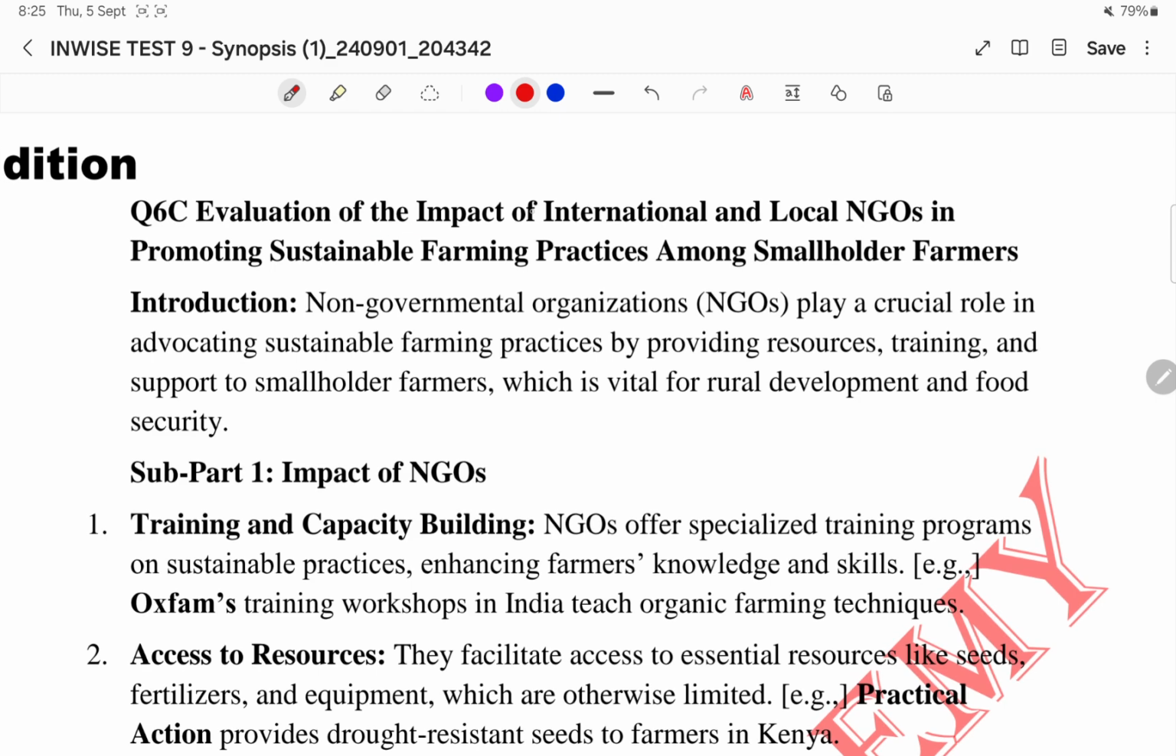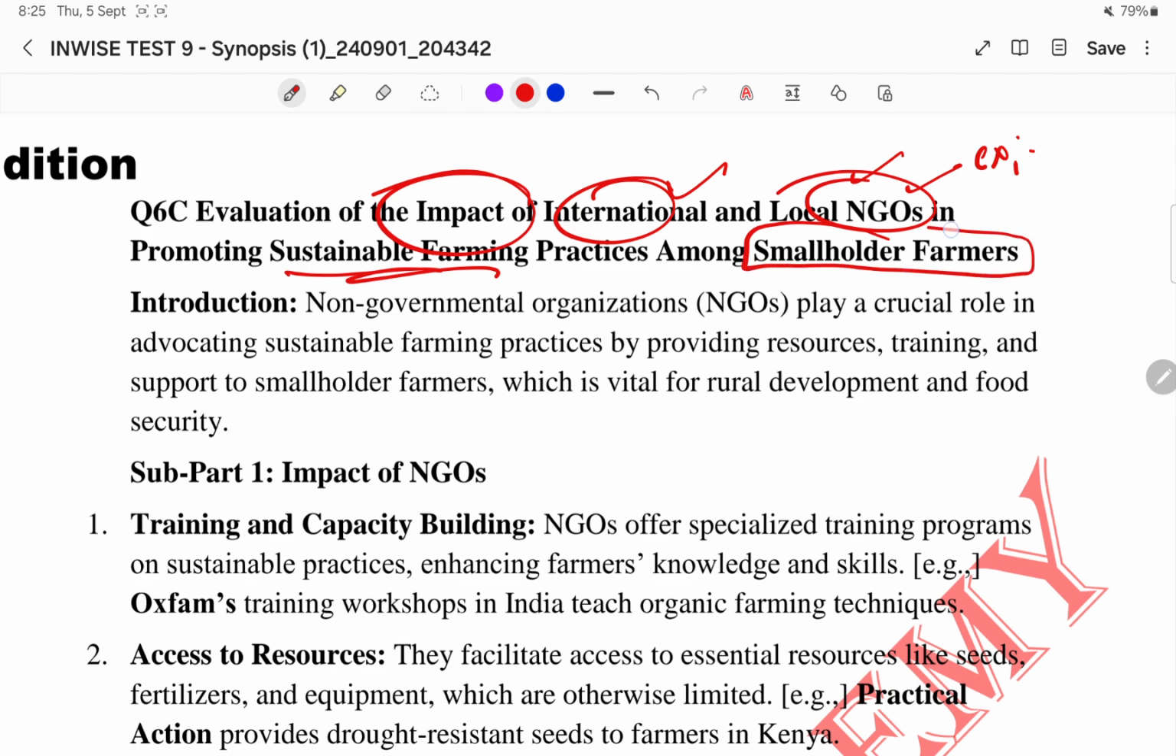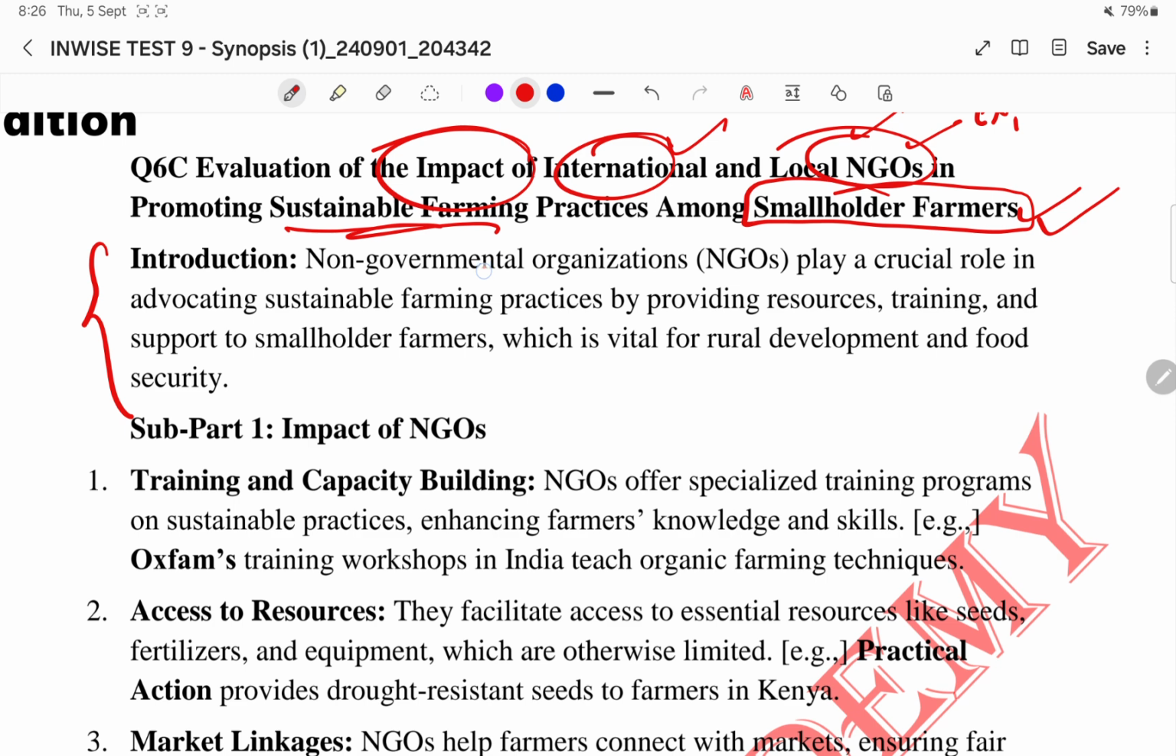So, evaluation of the impact of international and local NGOs. Here, asking about NGOs means you need to give examples, both international examples and local examples, in promoting sustainable farming practices among smallholder farmers. And you need to write how these NGOs are working with respect to smallholders, right? That's what they're asking. So a decent introduction: NGOs play a crucial role in advocating sustainable farming practices by providing resources, training, and support to smallholder farmers, which is vital for rural development and food security.